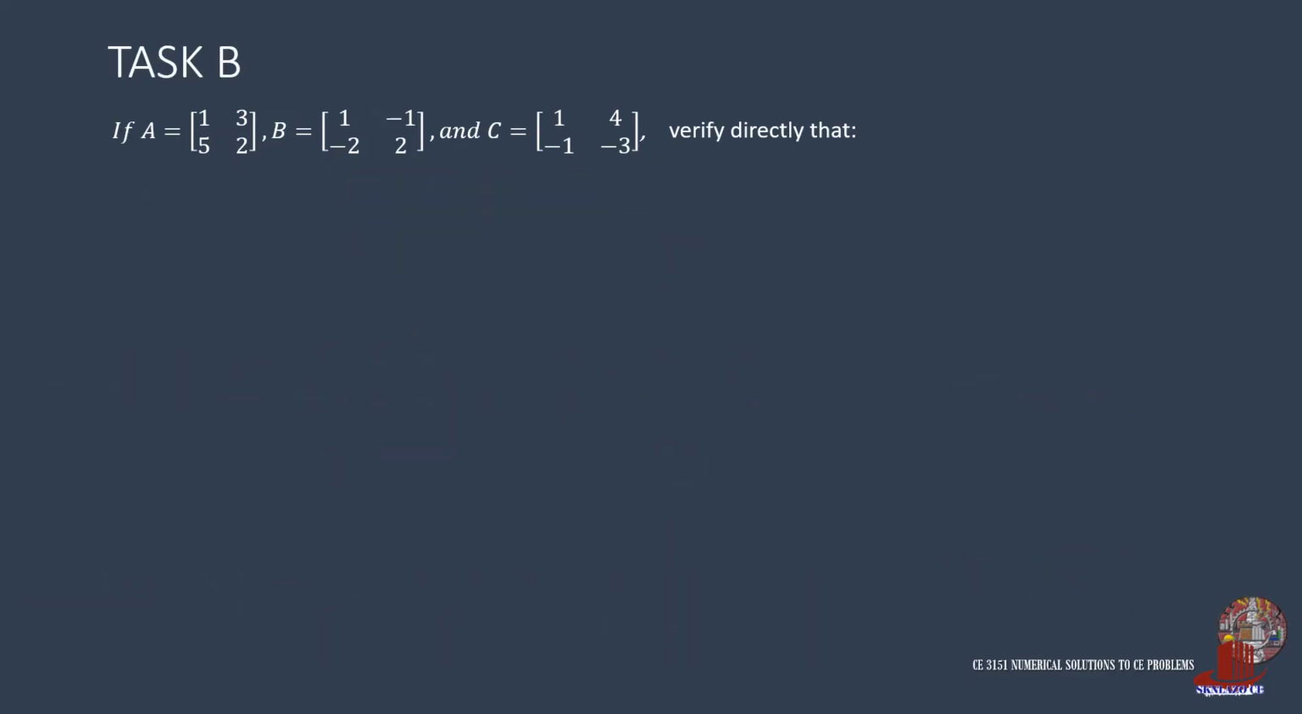Task B is multiplication with addition of matrices. Verify that matrix A multiplied by matrix B plus C is equal to matrix A times B plus matrix A times C together. Given the numerical elements, let's start by adding matrix B and C, and the operation requires to add only those elements with the same index.